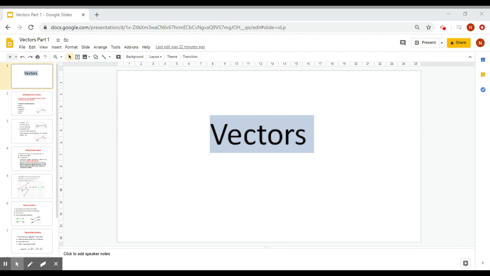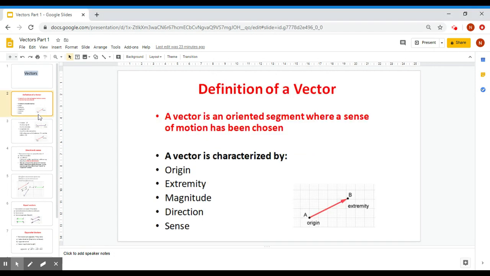Hi everybody. Today we are going to talk about basic concepts of vectors. First of all, what is a vector? A vector is an oriented segment where a sense of motion has been chosen. So it is a segment, it has an origin, an extremity, a magnitude. Magnitude is the length of the vector, and a direction and a sense.